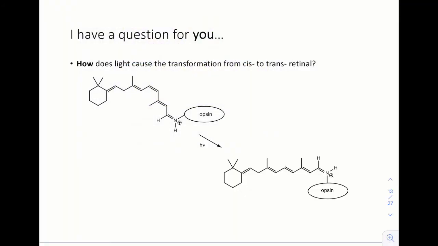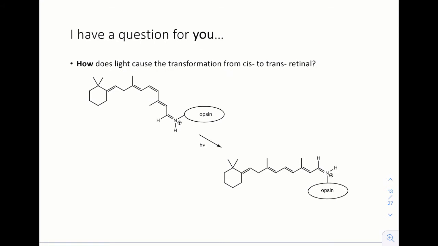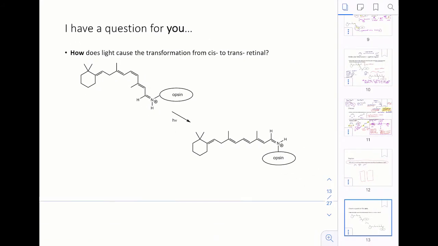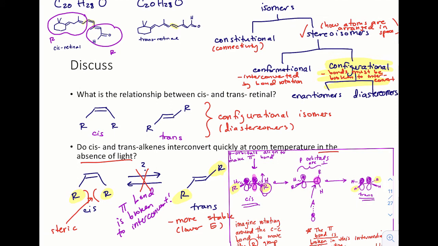Now, believe it or not, this is our big question for today. The question is, how does light cause this transformation from cis to trans retinal at a level appropriate for organic chemistry 2 students? If you're asking, well, what is a level appropriate for organic chemistry 2 students? This level right here, based on orbitals and electrons and chemical principles that we have learned thus far through general chemistry and organic chemistry.